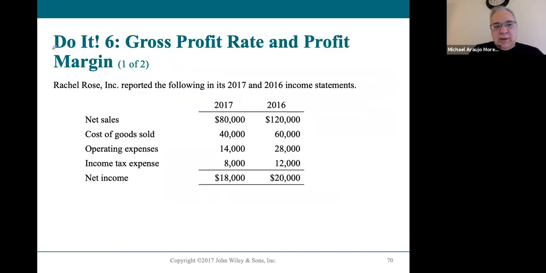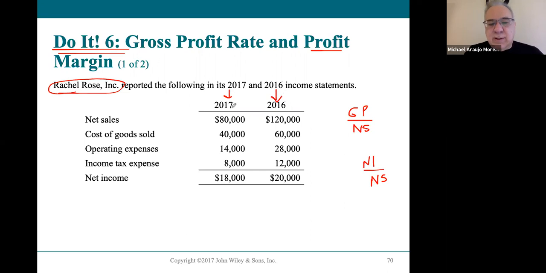All right, so Do It exercise number 6 reviews both of these ratios. The gross profit rate, which as you know is the gross profit divided by the net sales. That gives you a percentage, right? And the profit margin, which is your net income over your net sales, and that also gives you a percentage. So here they have Rachel Rose Incorporated. They have this company's numbers for 2 separate years, 2017 and 2016. They don't actually give you the gross profit, right? But you know that gross profit is simply net sales minus cost of goods sold, so you can calculate it yourself.